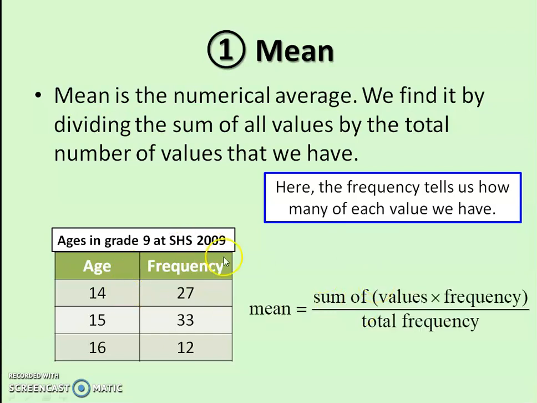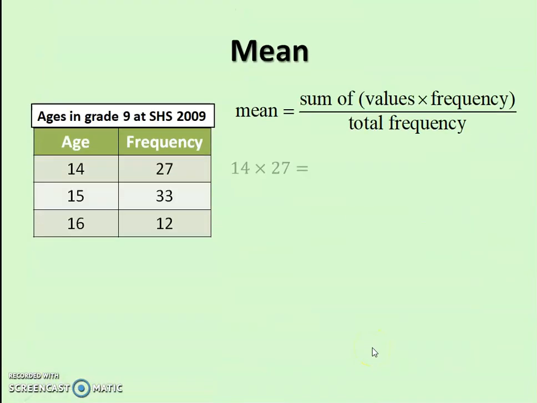I can multiply the value times the frequency, and then multiply this value times the frequency and this one, and then add them up. And the total number of numbers in my list would be the total frequency. That tells me how many of each one there is. So the formula that I can use is that it's the sum of the value times frequency, divided by the total frequency. So here, if I found those values as a side calculation, I could put it all into my formula in one shot.